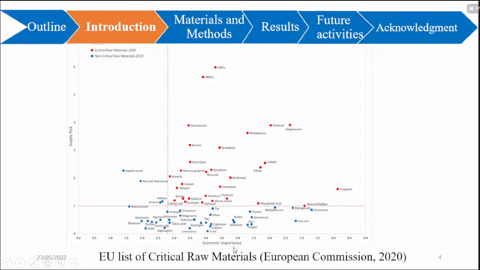The classification lists materials by economic importance, where the blue ones are the non-critical raw materials and the red ones are the critical raw materials. The light and heavy rare earth elements are the most important in terms of supply risk, because they are imported from other countries or continents. They are at the highest supply risk, making them the most critical raw materials.